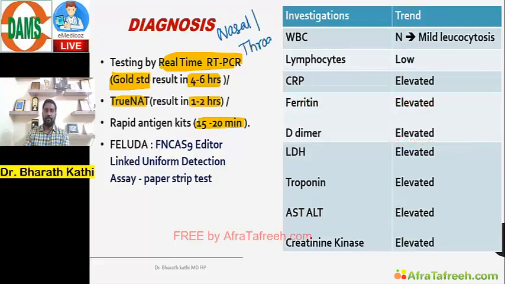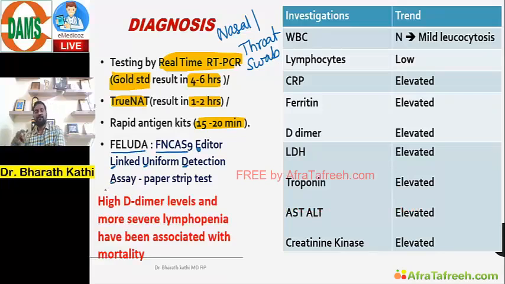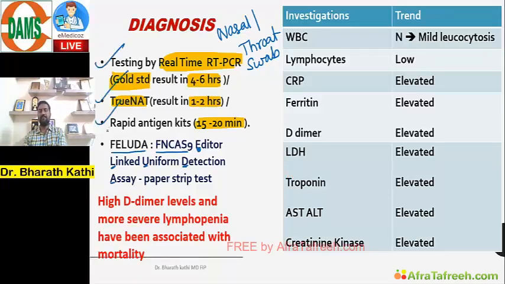So nasal swab or throat swab. And there is also a new test not yet approved for official use by the government. It is called FELUDA. FELUDA is FNCAS 9 editor linked uniform detection assay. It is based on gene editing technology. It is not yet in the official guidelines of our country. In the official guidelines, we have RT-PCR, TrueNAT and rapid antigen kits.